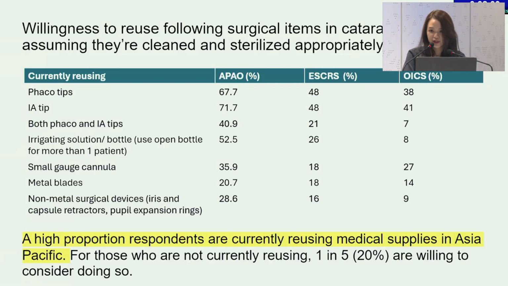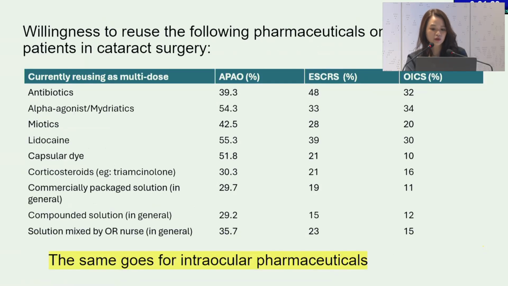This is interesting data that we have. A higher proportion of respondents in the Asia-Pacific are currently reusing these medical supplies as compared to our European friends. More than 60%, two-thirds, are currently reusing phaco tips and IA tips. 40% are reusing both the phaco and IA tips. More than half of them are reusing irrigation solutions or bottles for more than one patient. And for those who are currently not reusing, 1 in 5 are willing to consider doing so. The same goes for intraocular pharmaceuticals.